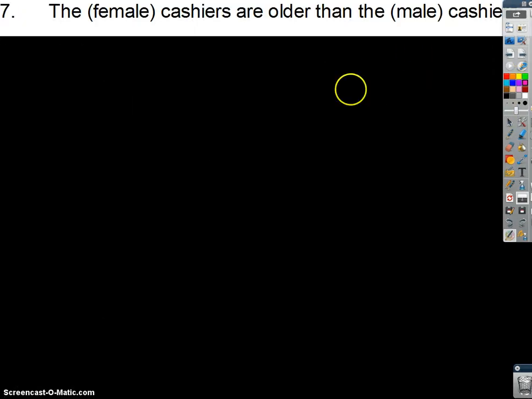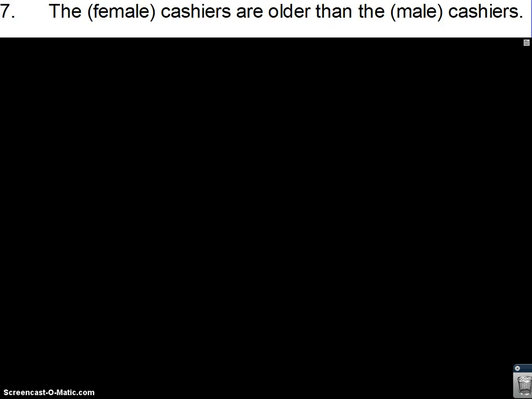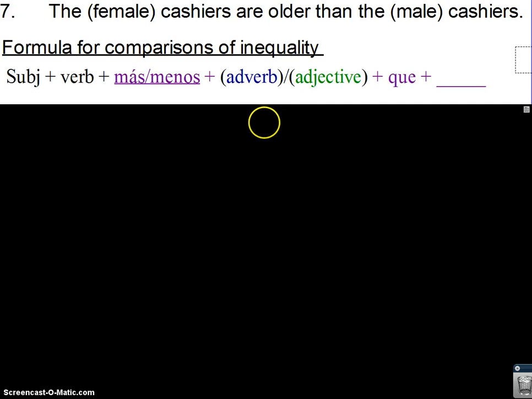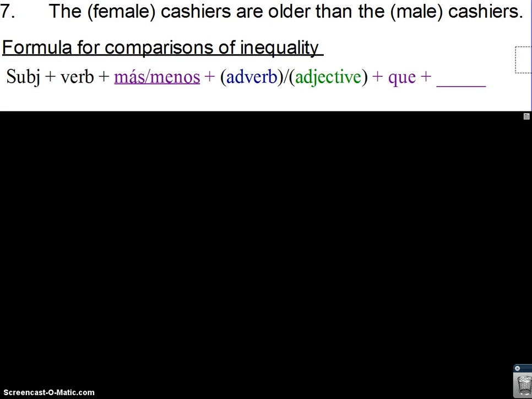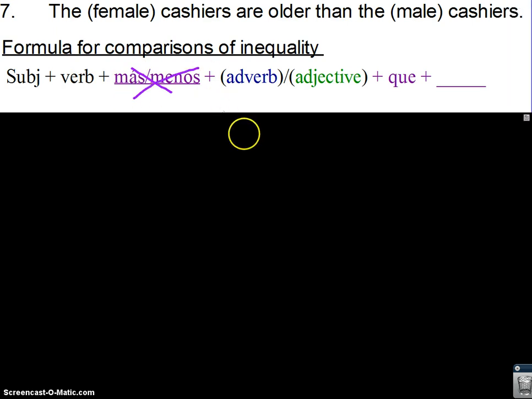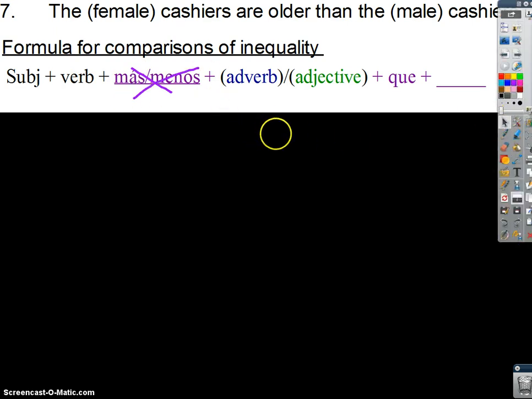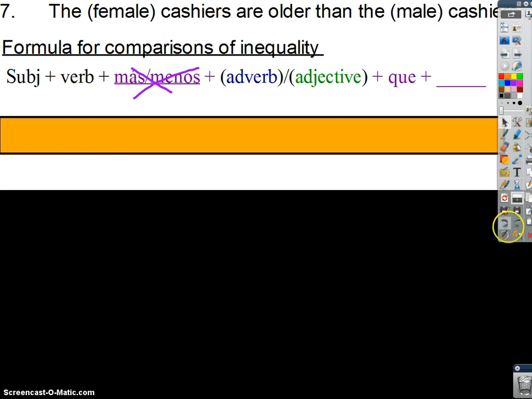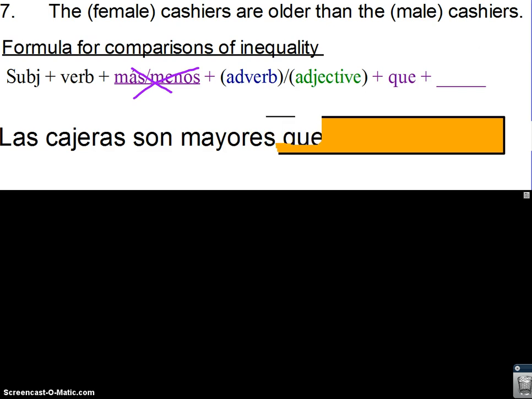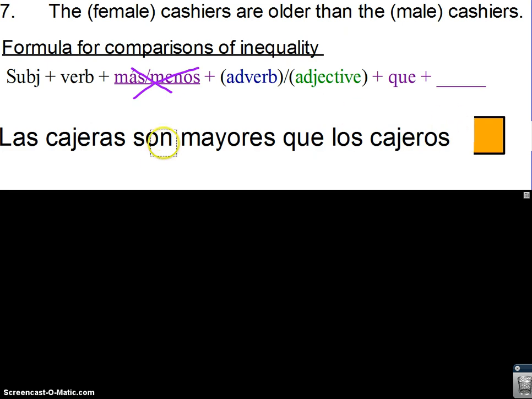Number 7. The female cashiers are older than the male cashiers. We've done some of these multiple times at this point, so I hope you guys are getting these. This is a comparison of inequality. However, it is one of our irregulars, and with our irregulars, what don't we use? We do not use más o menos, because we actually in Spanish have a word that means older, so we're not going to say more older. So we end up saying las cajeras son mayores, to match the plurality of cashiers, que los cajeros. We don't want more older, we just want older.